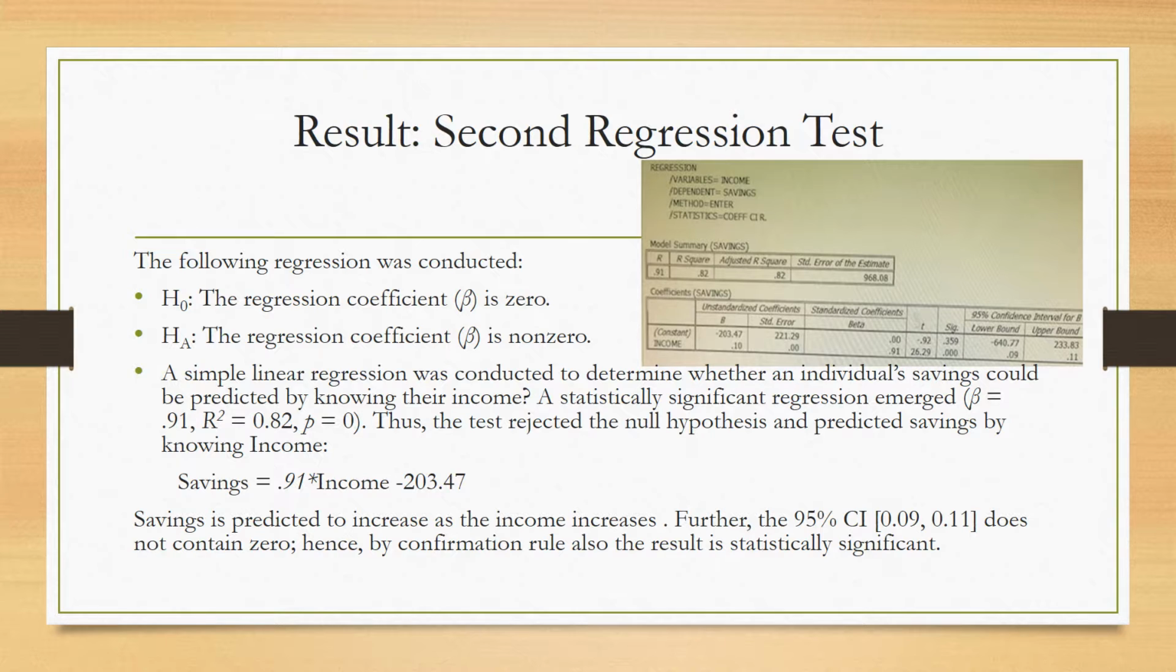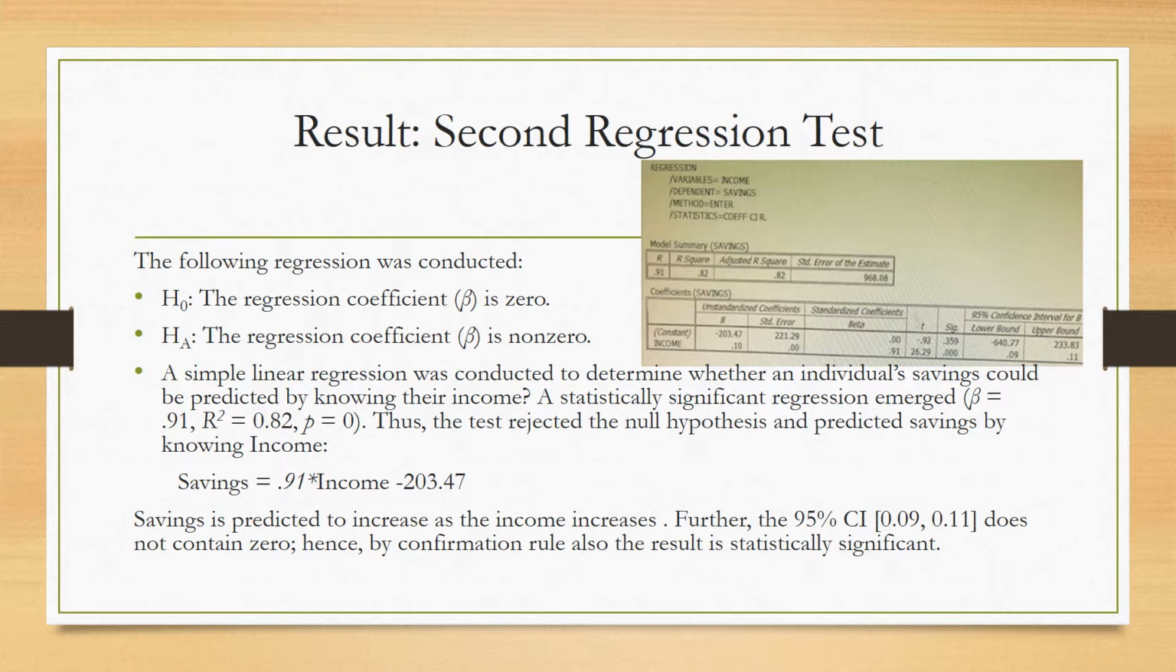Means the test is statistically significant, which says that an individual's saving could be predicted by knowing their income, and saving could be predicted using the following formula as shown below, while we know the income. Means there is a strong relationship between the saving and income, and obviously if people have higher income they have higher saving, means saving is predicted to increase as the income increases.